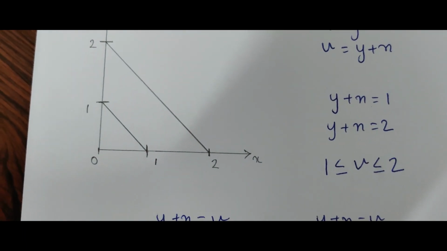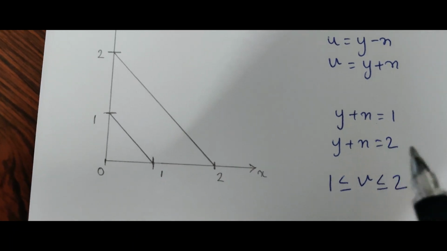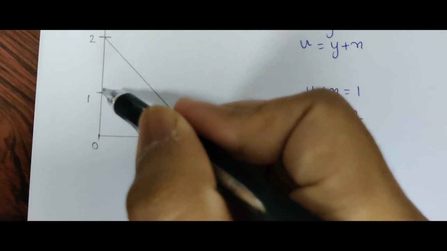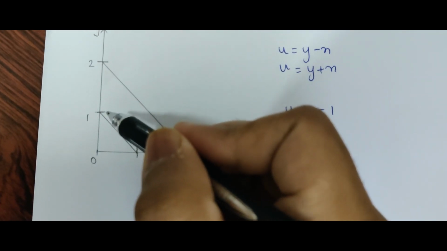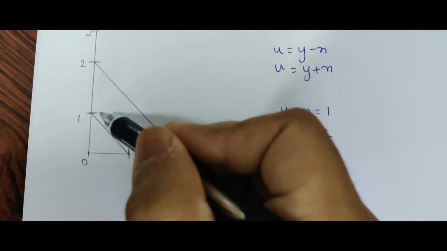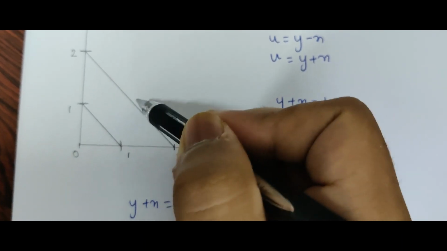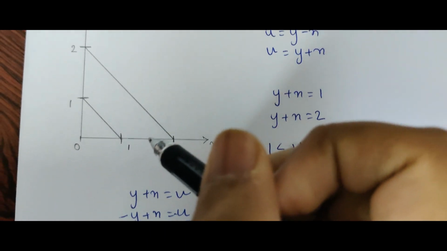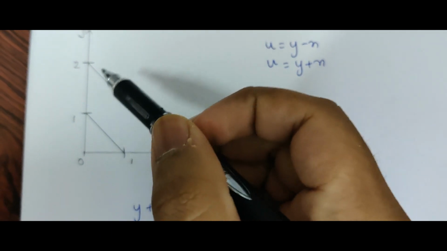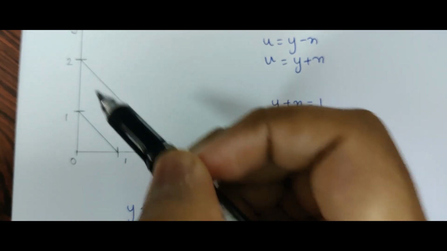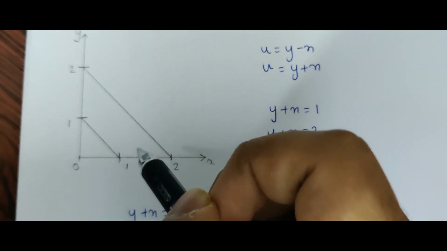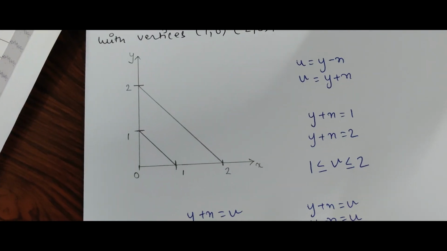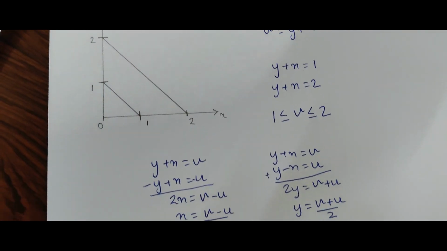So we can see that for v, where the limits are 1 to 2, the integration will be diagonally, from 1 to 2, and it is contained by these two lines. However, for u, it will be from the lower right towards the top left. So the integration is like this. Now going ahead and solving the question.